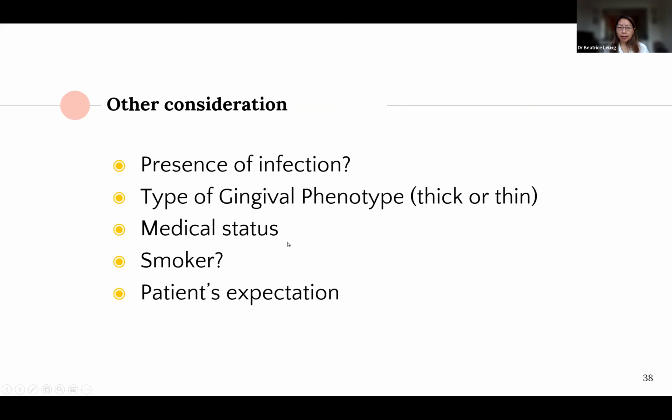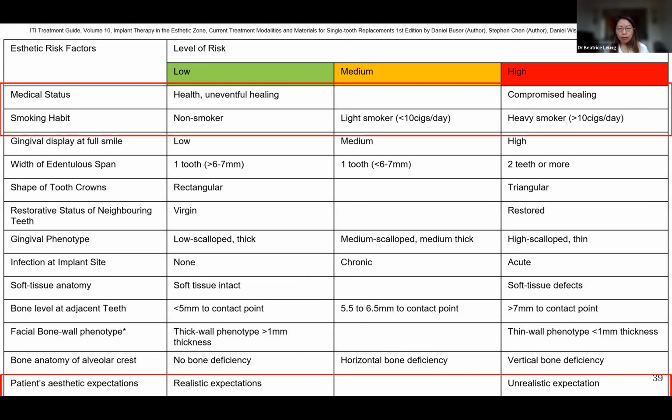What's the patient's medical status like? Is the patient diabetic, immunocompromised? Is the patient a smoker? And what's the patient's expectation? Okay, so it's easy to be excited about doing this immediate implant protocol. But once you look at the clinical aspect, the biological aspect, to see if the patient is a candidate, on top of it, I wanted to make sure this is the right patient to consider this treatment.